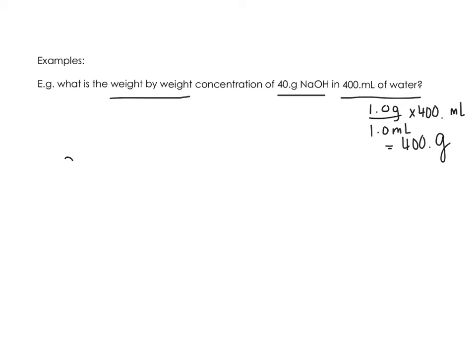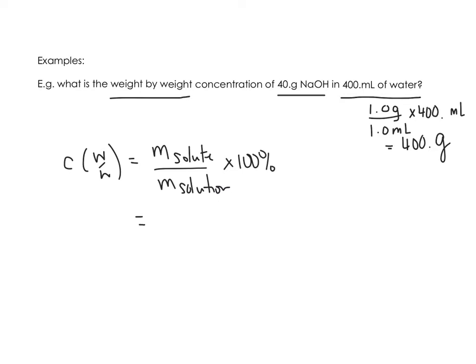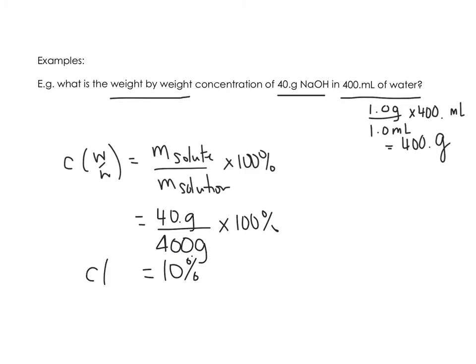All right, so C, and this is weight per weight, is equal to the mass of solute over the mass of the solution times 100%. So we're going to take 40 grams and divide it by 400 grams times 100%. So this is equal to 10%. So the weight by weight concentration is 10% for sodium hydroxide in a water solution. So in an aqueous solution rather. So 10%.